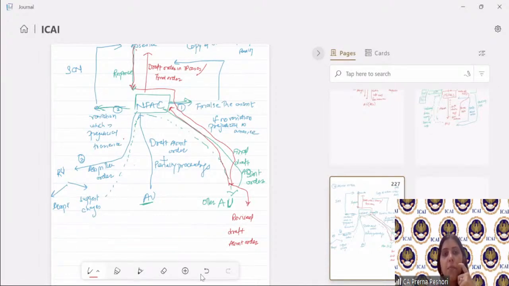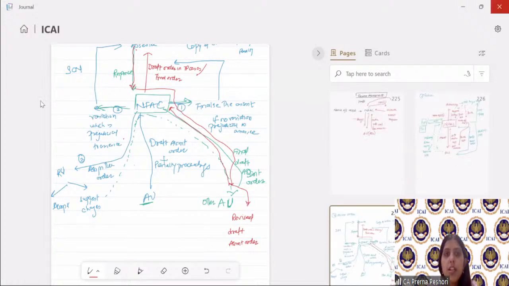If, for example, the assessee fails to reply to this show cause notice, then in that case the NFSC will finalize the assessment and send the assessment order to the assessee. In case it's a TP case, then the NFSC will send the draft assessment order. Is that clear?